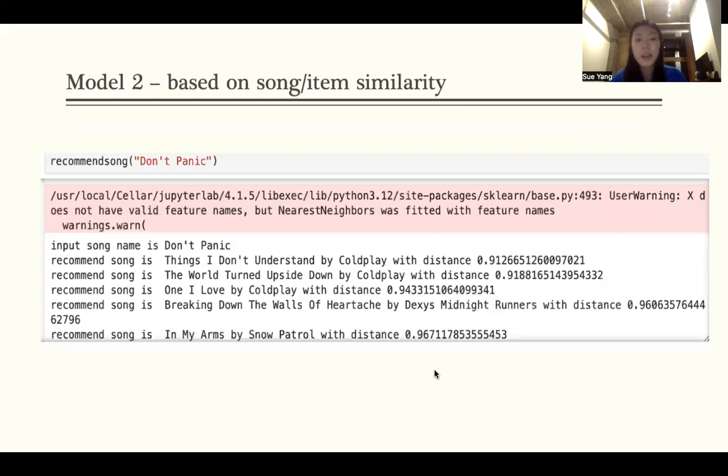An example here is if I give an input of the song called Don't Panic, it will return the input song's name and other songs it recommends. Here, Don't Panic is played by Coldplay, and of the other recommended songs, we can see 3 of them are also played by Coldplay. So it makes sense because songs that are released by the same artist are likely to be similar. The distances are ranked from the least to the most.